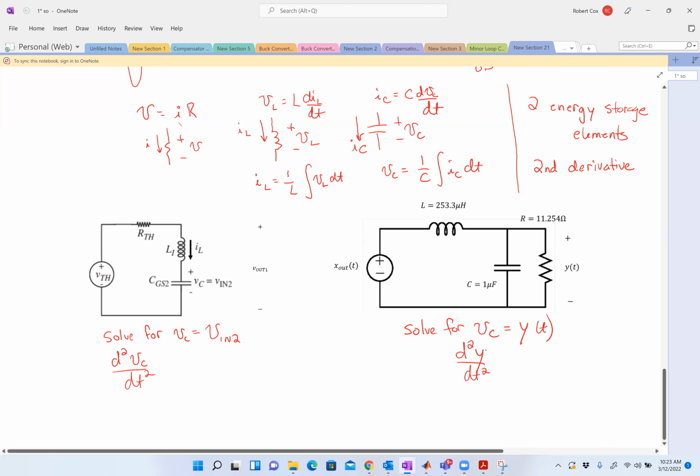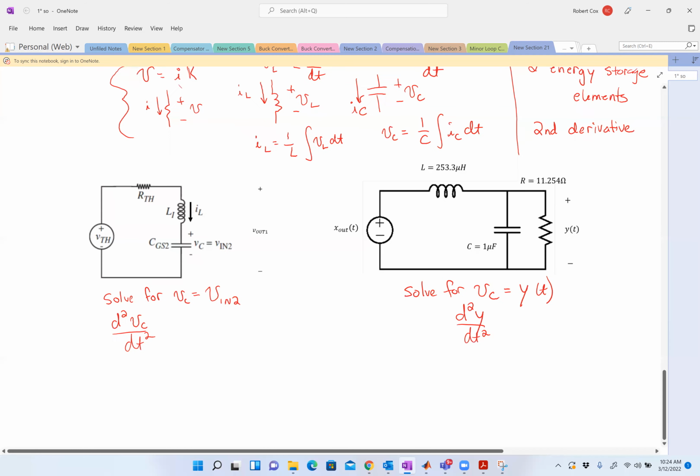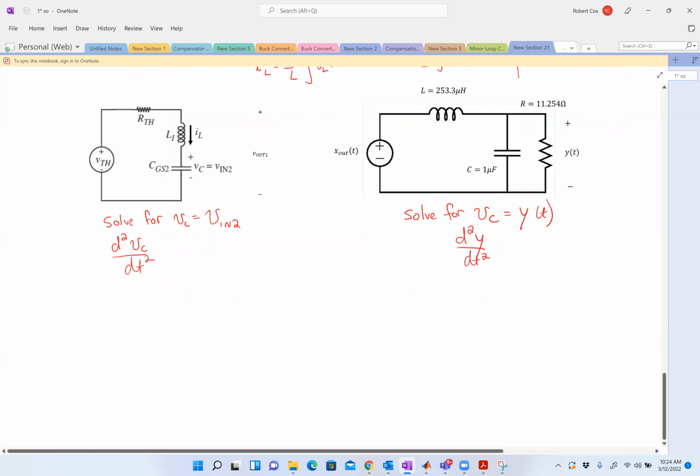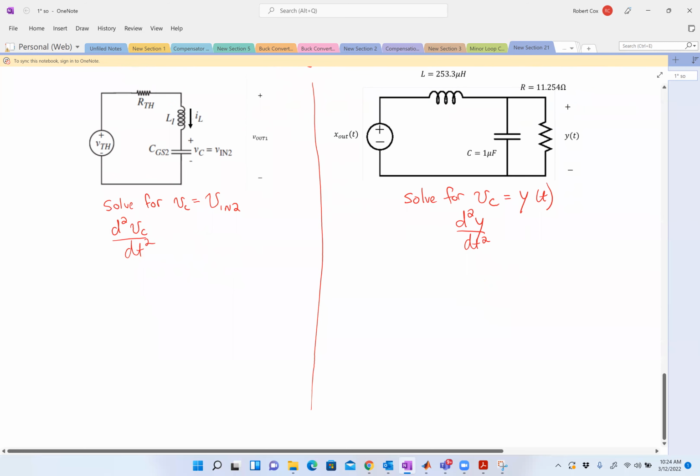So we know we have to get to second derivatives. We need to start from these primitives, these five tools, and figure out how to develop the differential equations. We bear in mind that we're solving for the capacitor voltage in both cases. Now, if I look at both of these, the problem in both cases is that I have to go back to my basic circuit toolkit to look at what tools I know to be able to develop those differential equations.